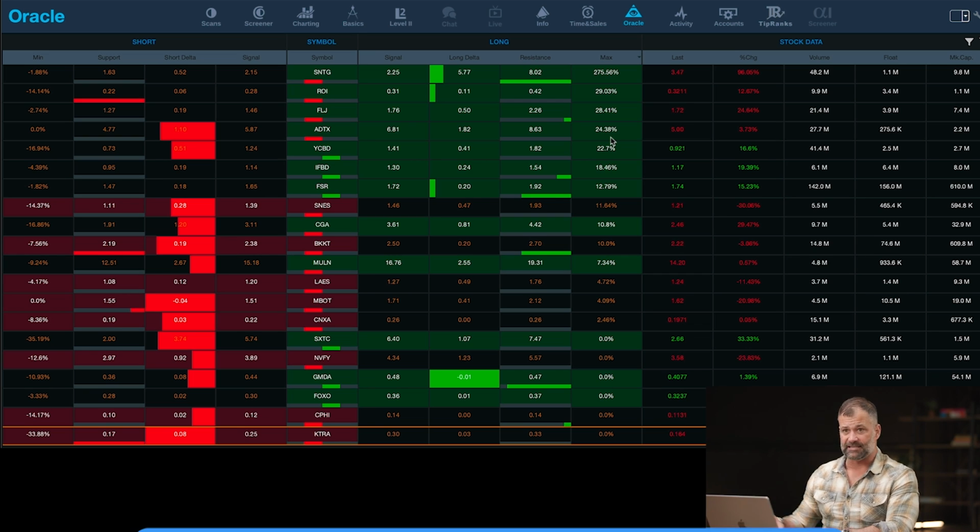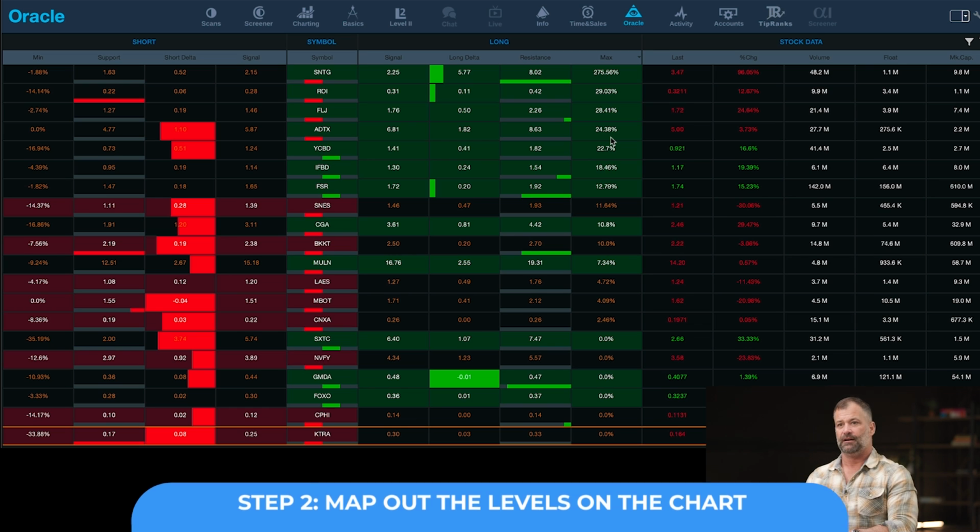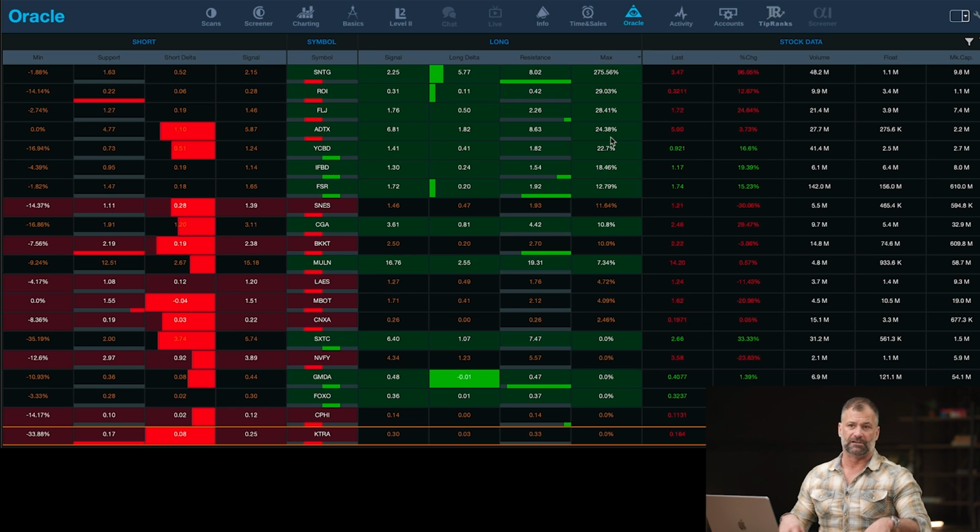Beautiful. Next step, how do you map out the levels on the chart? You've heard me say it. You've probably heard other trading mentors say it. Maybe you've been on other YouTube videos and they talk about mapping out the charts, drawing your lines, looking at supply and demand areas, distribution areas, accumulation areas, sideways chop, etc. All of these things on a chart that you're probably struggling with.